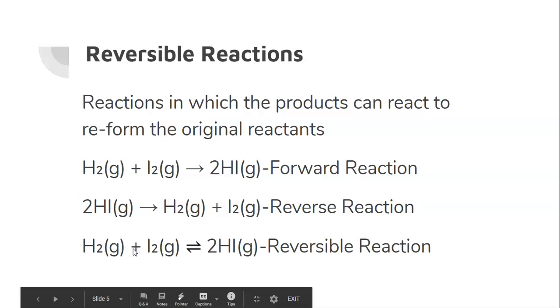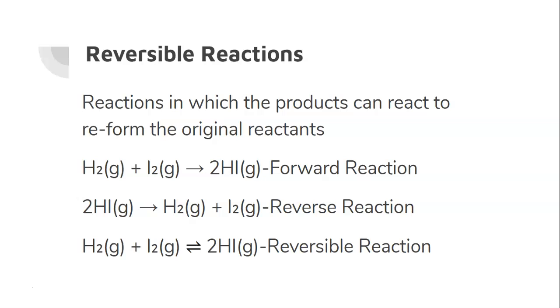So a couple things. Remember, there's things called reversible reactions. So we have reactions in which products can react to reform their original reactants. And we have our example of our forward reaction, hydrogen and iodine becoming hydrogen iodide. Okay. And then you have your reverse, which is the hydrogen iodide breaking down, become hydrogen and iodine gas again. And then you have a reversible reaction, which means it's going both ways, also known as an equilibrium reaction.